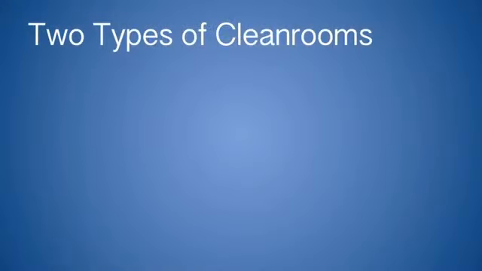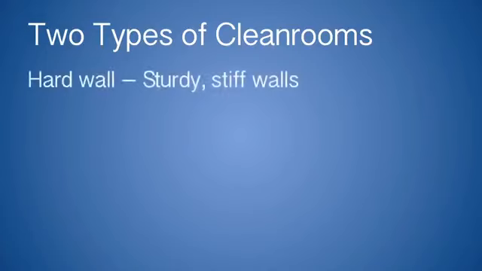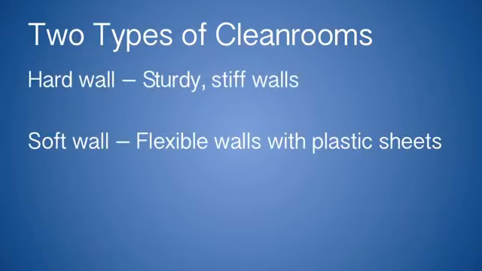There are two different types of clean rooms. Hard-wall clean rooms have sturdily constructed, rigid walls. Soft-wall clean rooms have flexible walls, such as plastic sheets or strips. Hard-wall clean rooms are typically cleaner than soft-wall, but the processes to avoid contamination are similar in both.